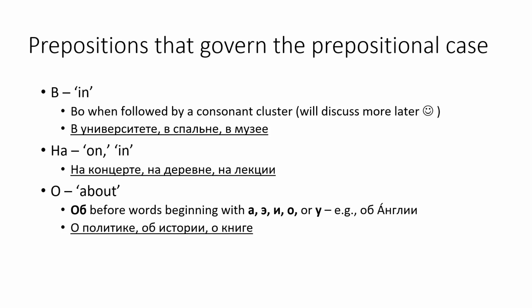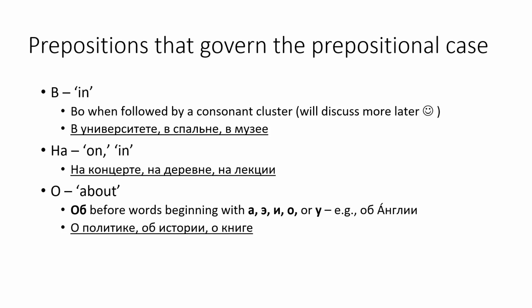So в is generally used for enclosed spaces. This is kind of like the main or one of the main rules for differentiating. And на is more often than not used for outside spaces. But there are just so many exceptions to that rule that it's almost not worth being a rule, in my opinion. But we'll go on to this later, don't worry. So here are the examples.